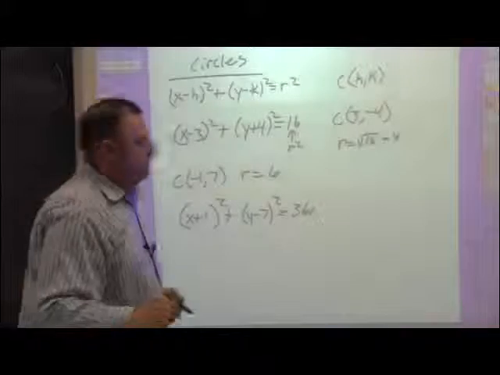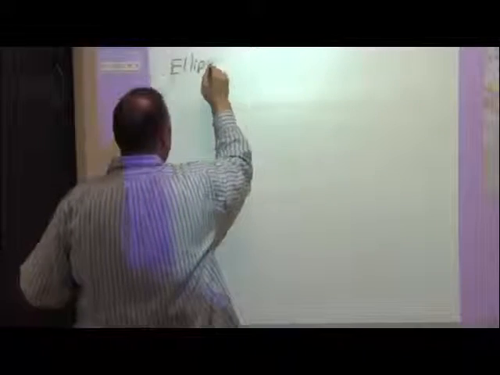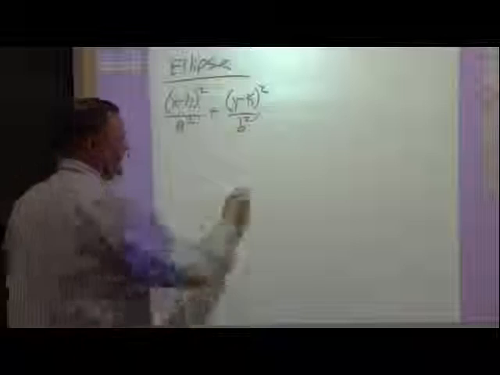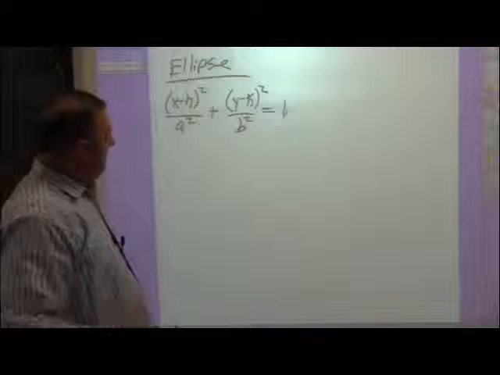Let's talk about the other two. Let's talk about an ellipse. The general form is going to be very similar to that of a circle: x minus h quantity squared over a number, a squared, plus the quantity y minus k squared over a number squared. We'll call it b squared. And these are going to be set equal to 1 usually. So that's a little bit different.